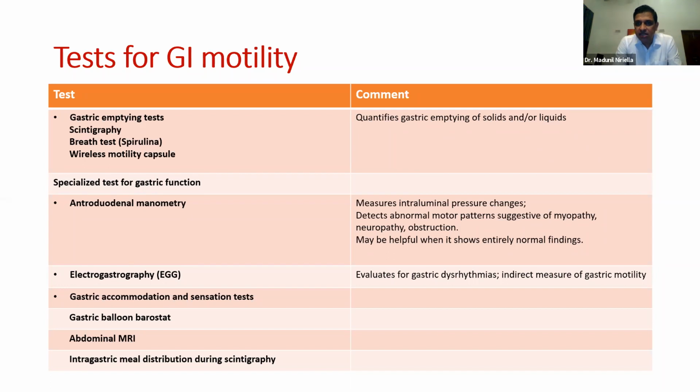We can quantify the gastric emptying of solids and or liquids with this and identify patients who have normal gastric emptying with chronic nausea and vomiting and those with delayed gastric emptying with chronic nausea. And there are specialized tests for gastric function which are not available in Sri Lanka. That's enteroduodenal manometry, EEGs, and gastric accommodation and sensation tests such as gastric balloon barostat and abdominal MRI, to quantify the accommodation and intragastric meal distribution during delivery. And these are used very rarely in really refractory patients where we can't find the cause. And gastric emptying tests are most commonly used.